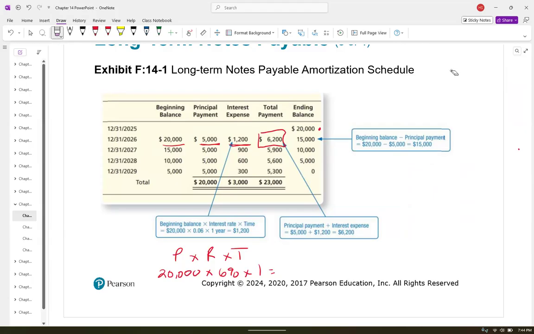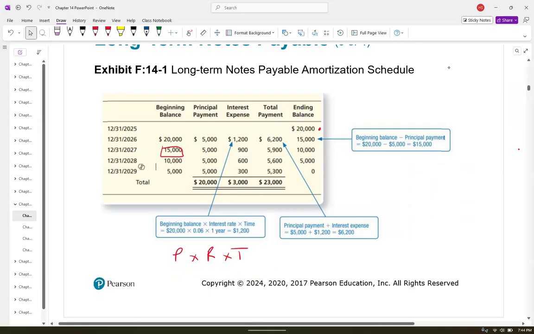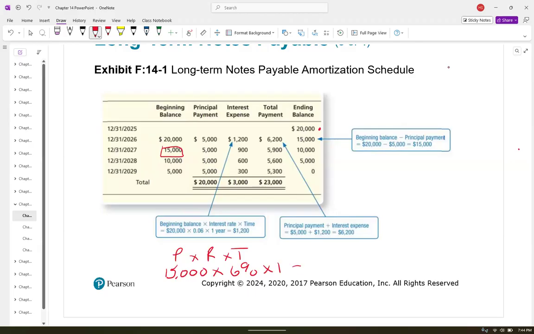Now our principal is dropping down to 15,000. So let's erase that and look at this. Principal is 15,000 multiplied times 6% multiplied times 1.